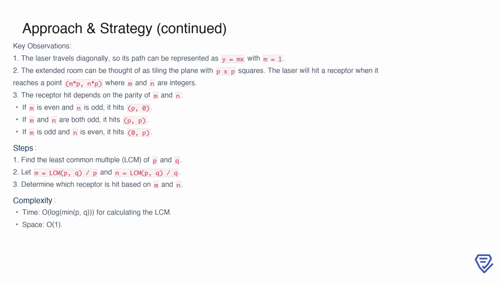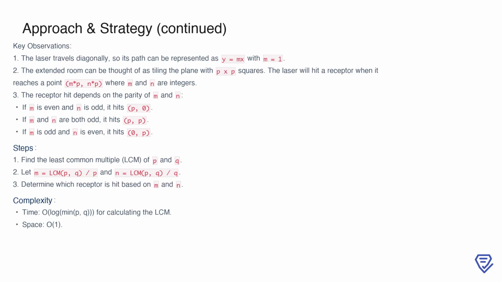Finally, if m is odd and n is even, the receptor at 0, p is hit. To determine the values of m and n, we calculate the least common multiple, LCM, of p and q. From there, we compute m equals LCM(p, q) / p and n equals LCM(p, q) / q. Based on the parity of these values, we can quickly determine which receptor the laser will strike.